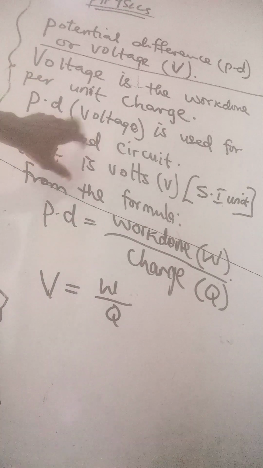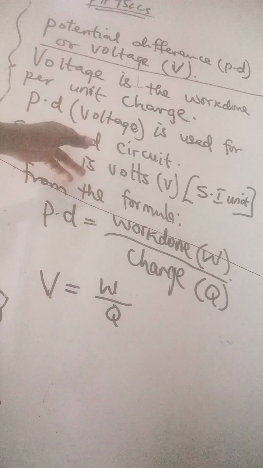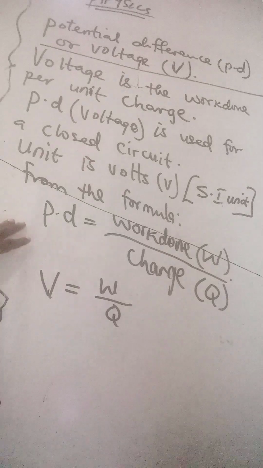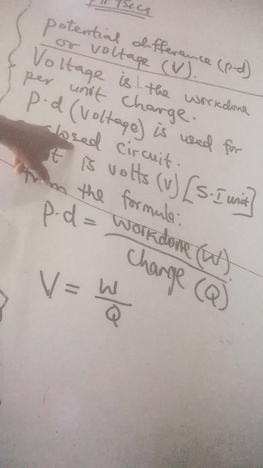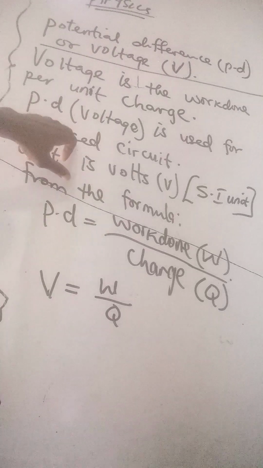But the type of circuit where we use potential difference or voltage is called a closed circuit, because we have three different types of circuit which we are moving to now. We have closed circuit, we have open circuit, and we have short circuit. I'm going to mention everything. But for now, note that when you hear potential difference, it is associated with closed circuit.